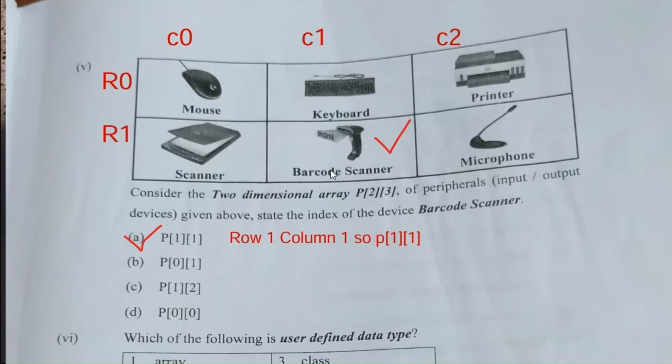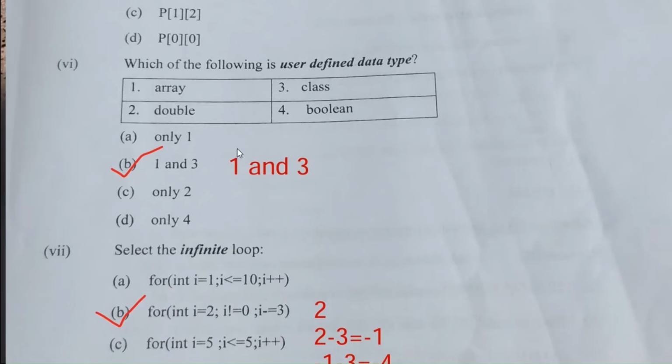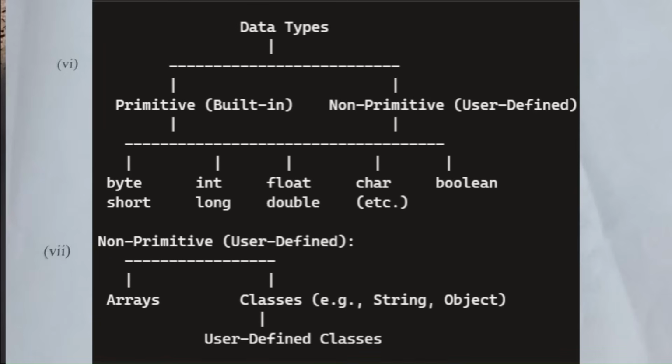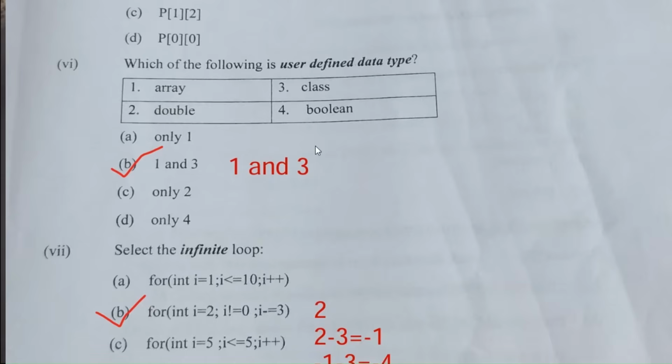Now, let's move to question number 6. The question asks which of the following is a user-defined data type: array, double, class, or boolean. There are 8 primitive data types in Java, as explained earlier: byte, short, int, long, float, double, char, and boolean. User-defined data types are created by the programmer using classes, objects, arrays, and strings. So, the correct answer is array and class.